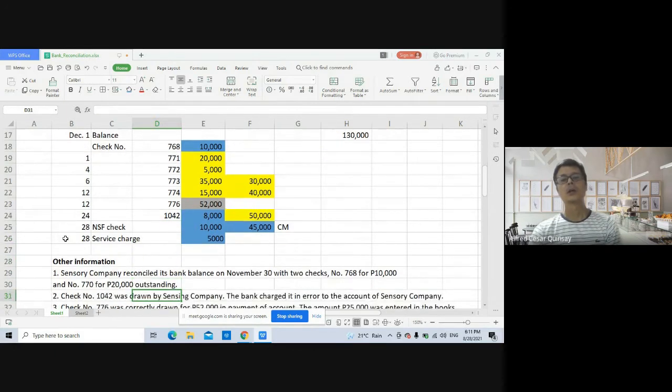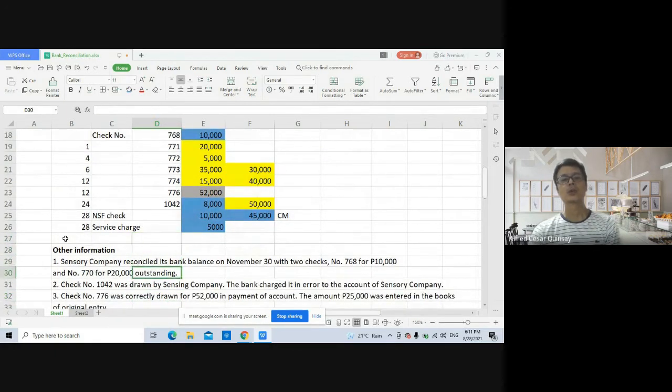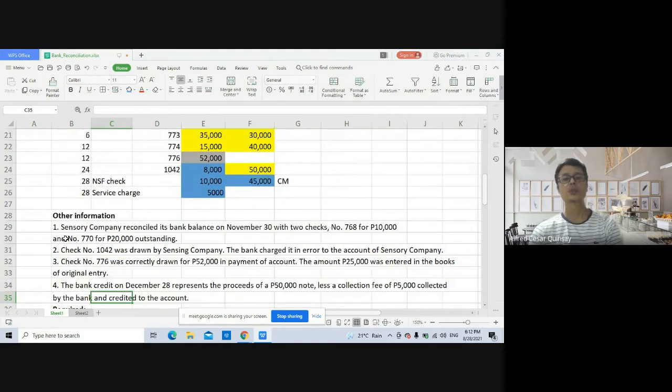Okay, so that is also a reconciling item. So that 1042. So who is at fault there? It's the bank, no? It's a bank error, no? Because the bank recognized another company's check for 8,000 and deducted it from Century Company's bank account. Okay, and the bank charged it in error to the Century Company.